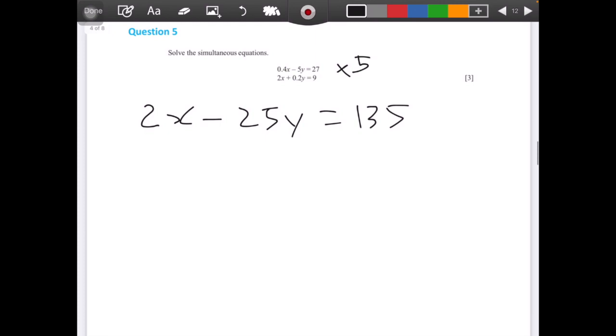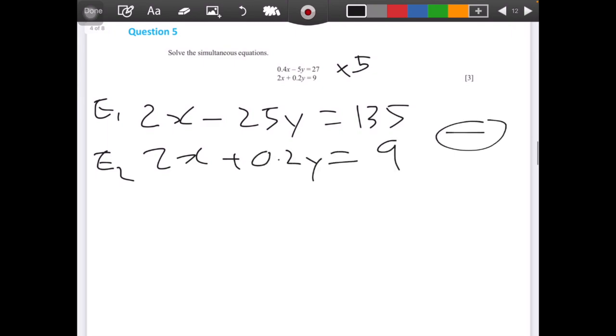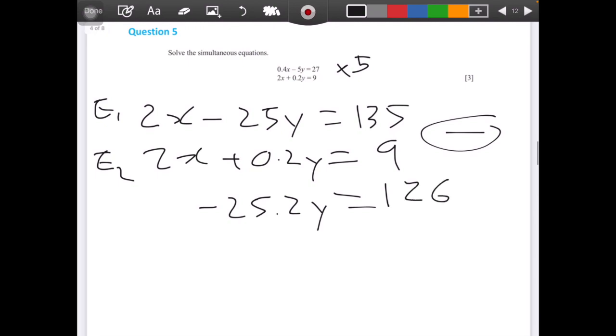So now we can put the second equation right below it. So this is equation 1, this is equation 2. Add 0.2y is equal to 9. Subtracting both equations, we get negative 25.2y is equal to 135 minus 9, 126.